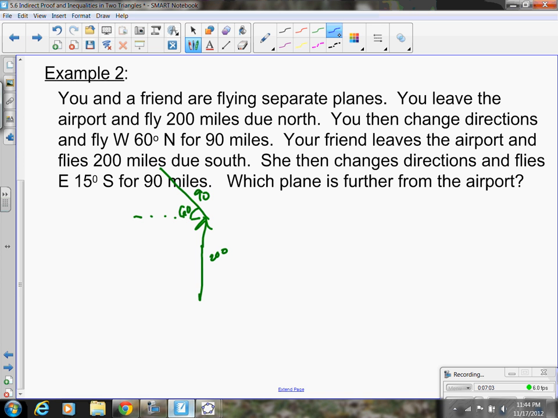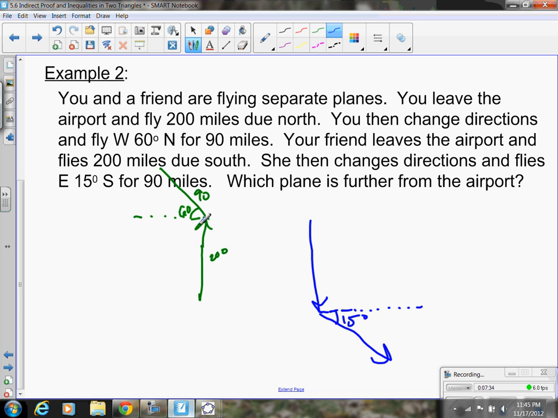Now, your friend leaves the airport and flies 200 miles south. Then she changes direction and flies east. She's heading east, but 15 degrees south. So it's a 15-degree angle headed south. Heading east, but 15 degrees south, not quite straight east. Which plane is further from the airport?